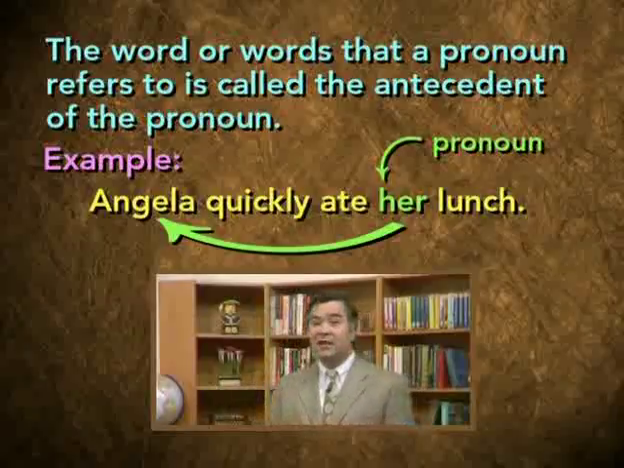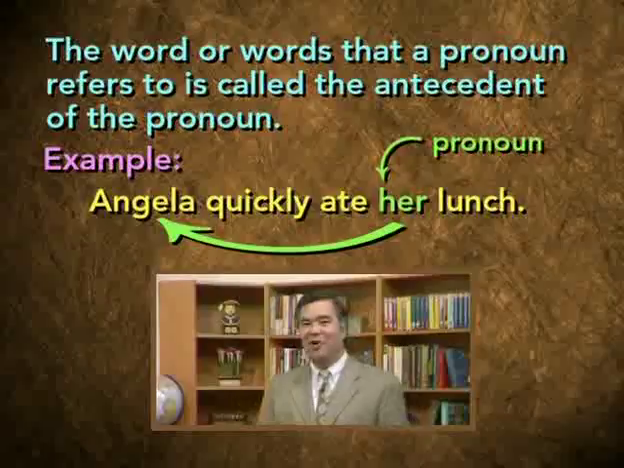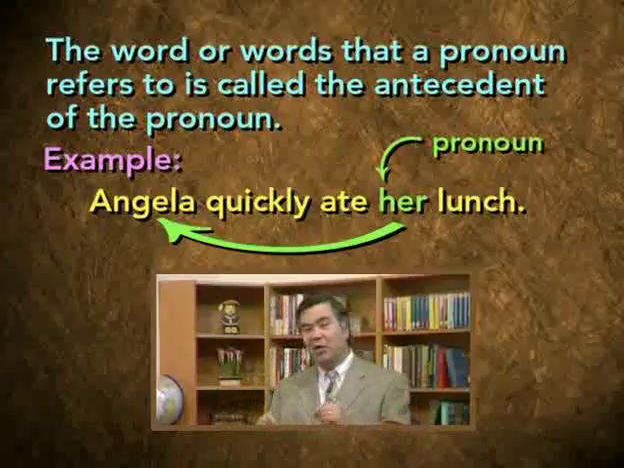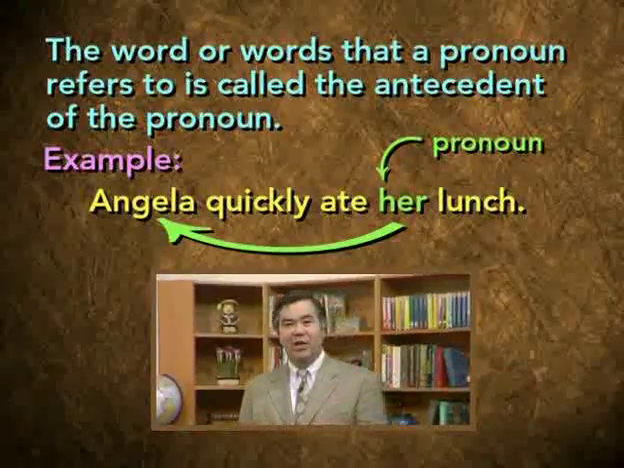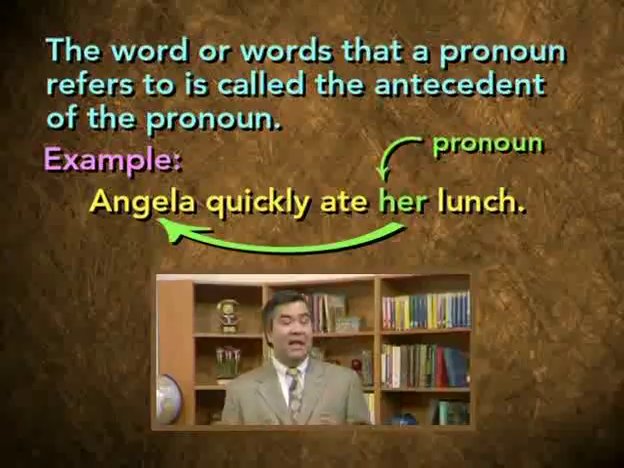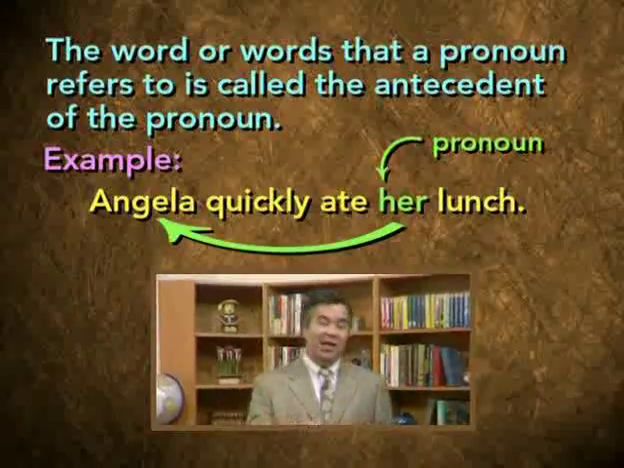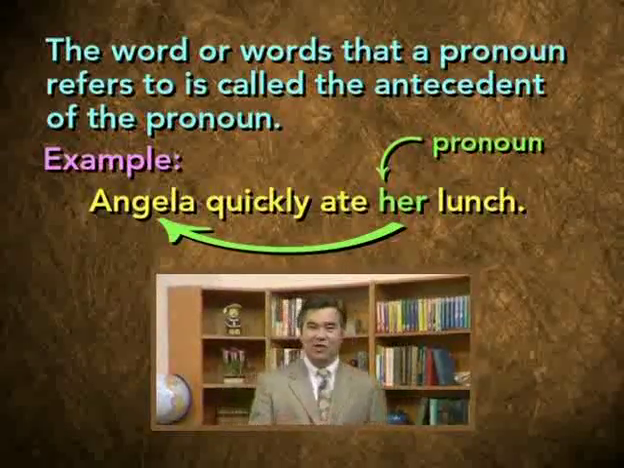The sentence could have said, Angela quickly ate Angela's lunch. But that sounds a little awkward and repetitious, doesn't it? So instead, the writer substituted the pronoun her for the noun Angela's and wrote, Angela quickly ate her lunch. That means that the antecedent of the pronoun her is Angela. Angela is the noun to which the pronoun her refers.